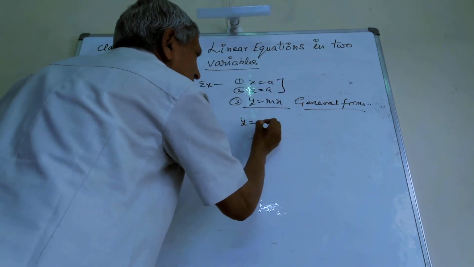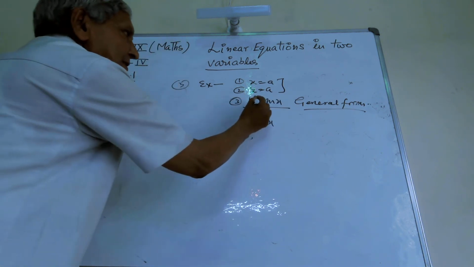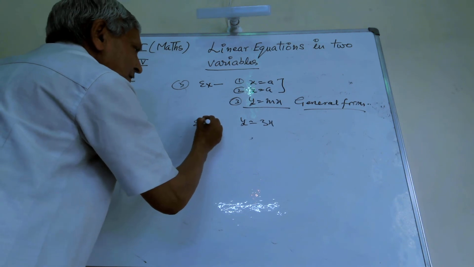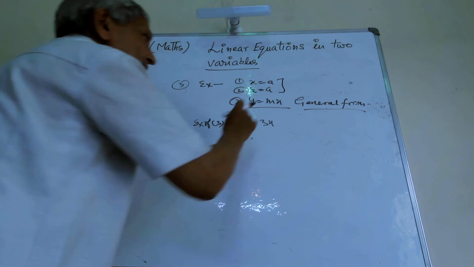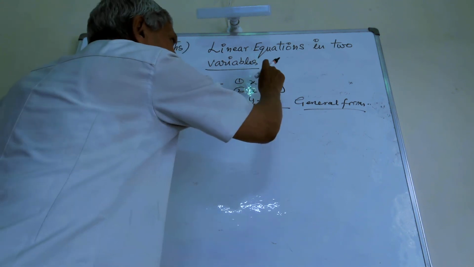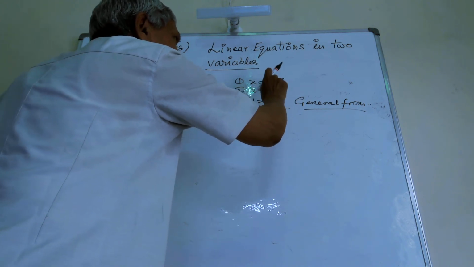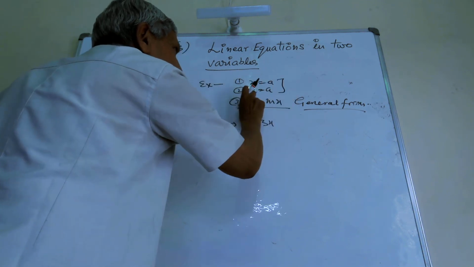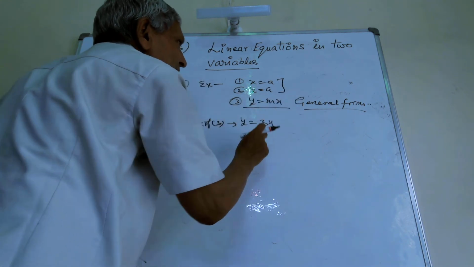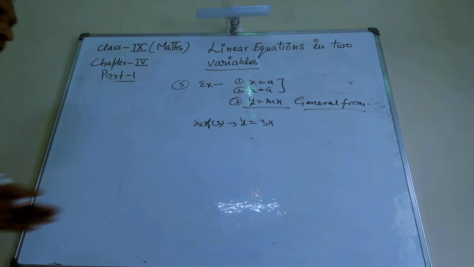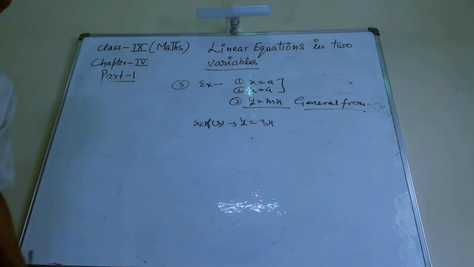Y is equal to 3x. M is a constant, here 3. Y is equal to 3x is an example of the third type. The line of this equation, you have seen, is parallel to the y-axis for one type, and parallel to the x-axis for the other, and the line of this equation will pass through the origin where the two axes are intersecting.